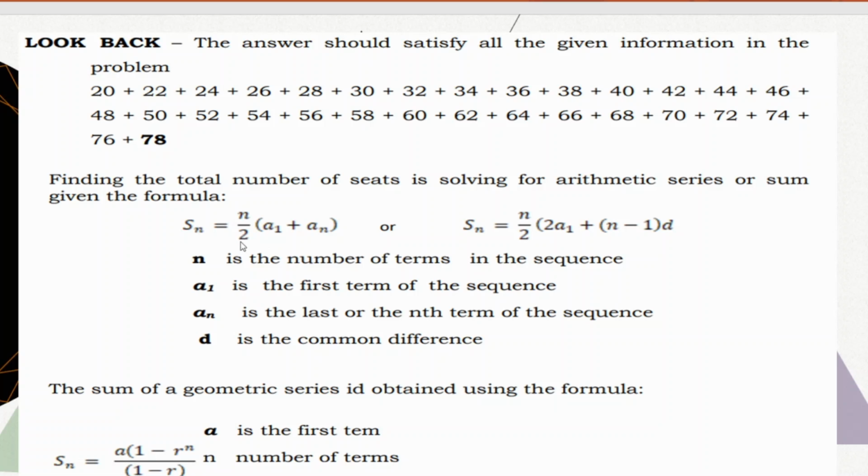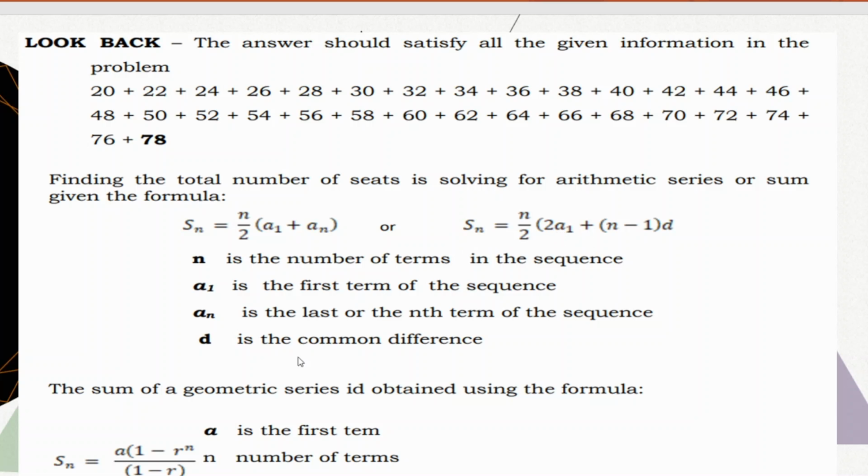So we can use this formula if and only if we have the first term, the last term, and the number of terms. But if we don't have the last term, we can use the other formula, wherein the sum of the nth term is equal to the number of terms divided by 2 times twice the first term plus the number of terms minus 1 times the common difference. So here, we need to have the common difference, the number of terms, and the first term.